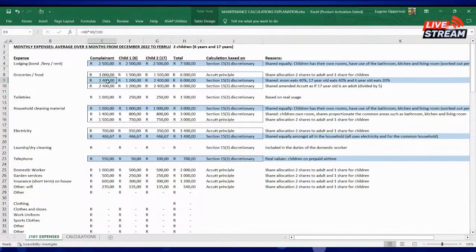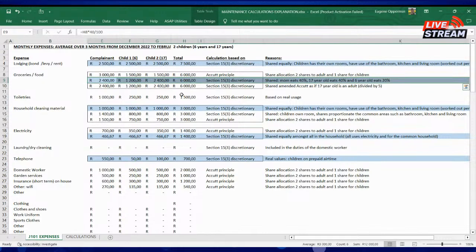There you can see it's 40% of the 6,000 Rand amounts to 2,400 Rand. The 6-year-old, which only eats 20%, amounts to 1,200 Rand. And then the child of 17 years old would also eat 2,400 Rand. So that is the discretion, the portion. If you compare that to the acute principle, it shows quite a different story. If you were to use the acute principle of allocating this, the blanket one, the one share, 2 shares, it would actually mean that you get out less.